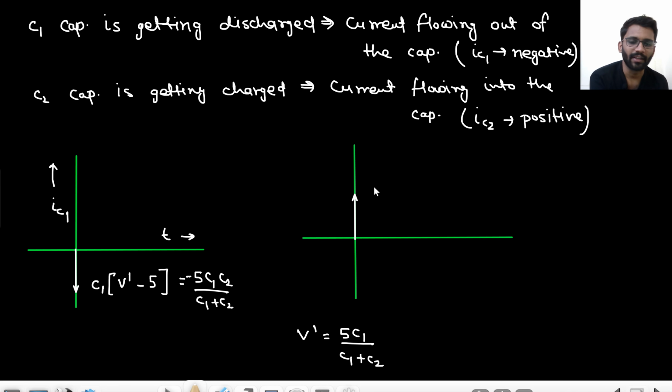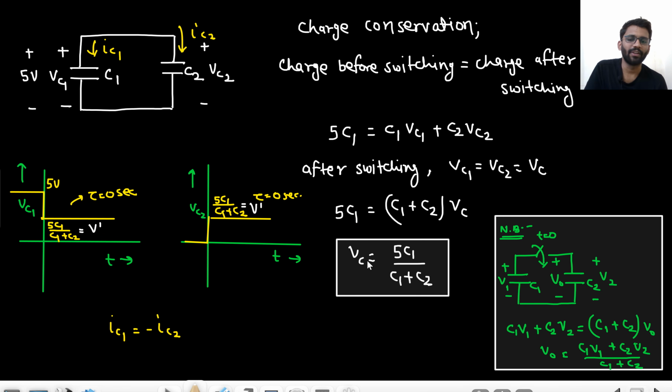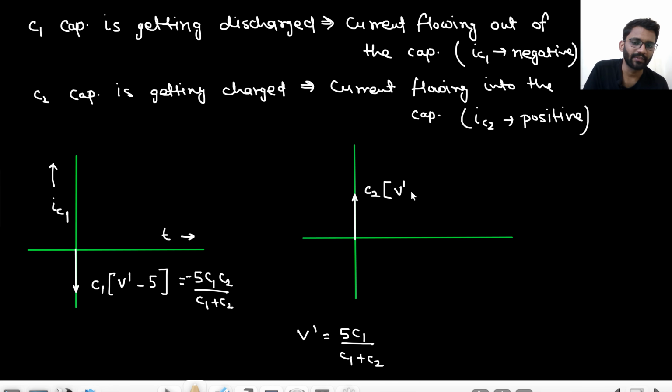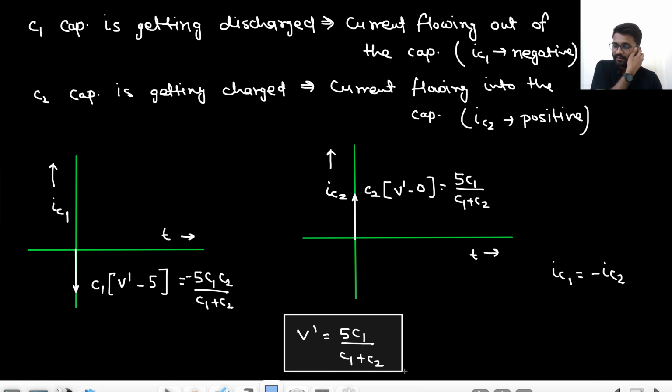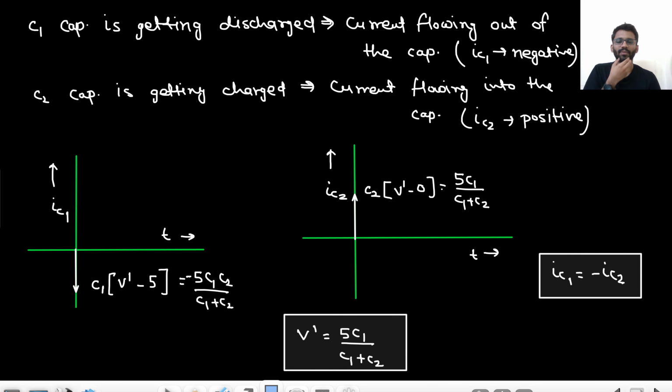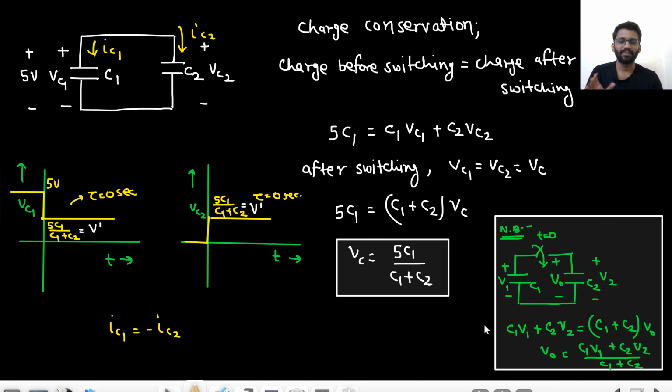Now what will be the voltage here? It will be C2 into, and this is impulsive, C2 into the change in the capacitance voltage, from 0 to V dash, right? From 0 to V dash minus 0. So it would simply be 5 C1 C2 upon C1 plus C2. This we are talking about IC2. Here also you can see IC1 is negative of IC2, right? Understood? All the things you have understood. IC1, IC2, VC1, VC2, right?